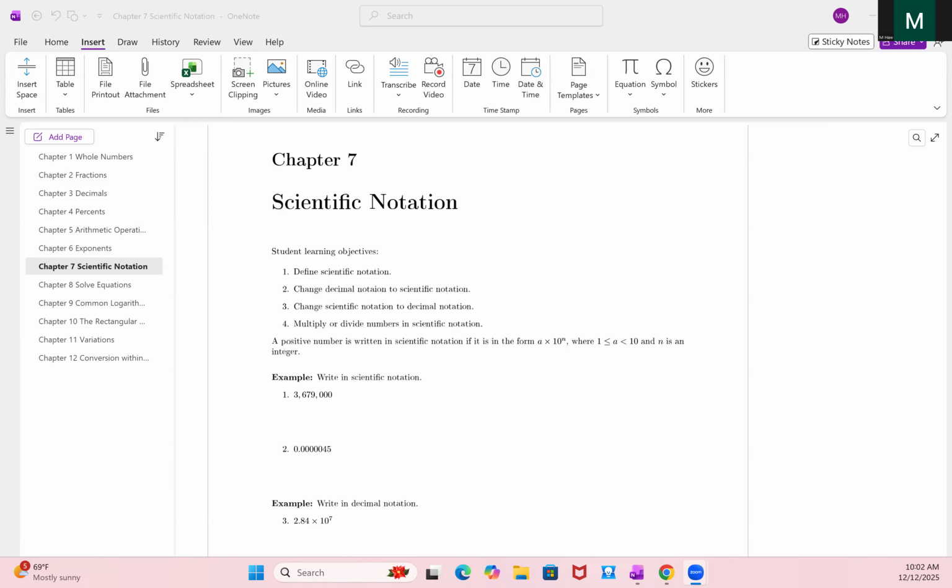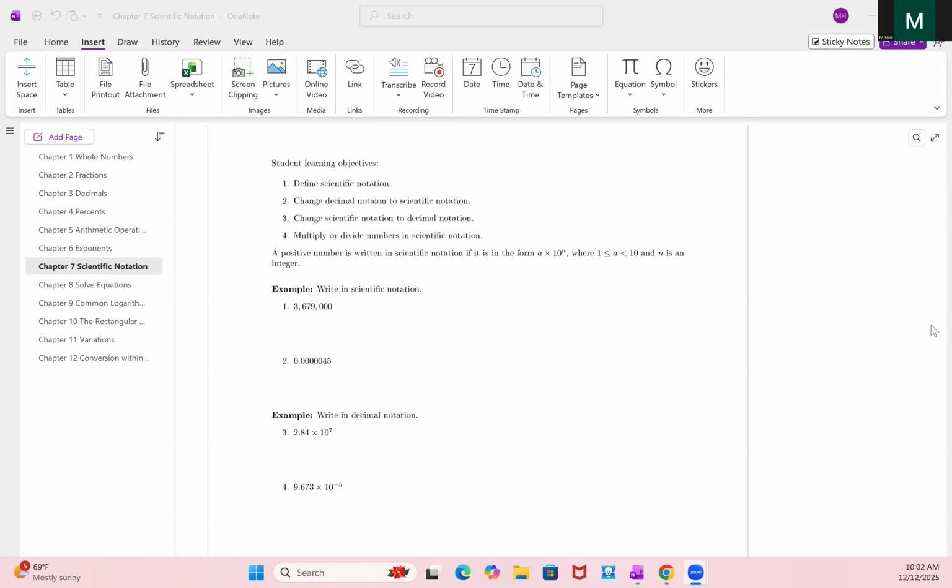Scientific notation. Student learning objectives: define scientific notation, change a decimal notation to a scientific notation, change scientific notation to decimal notation, and multiply or divide numbers in scientific notation.